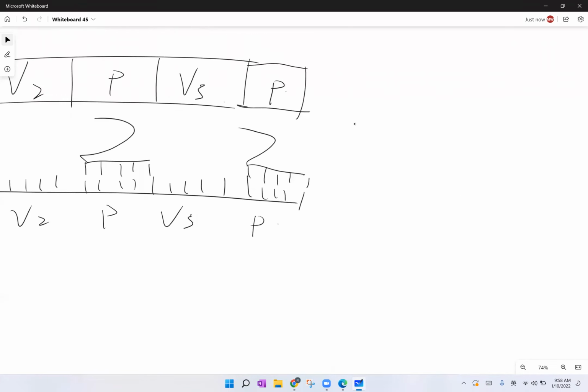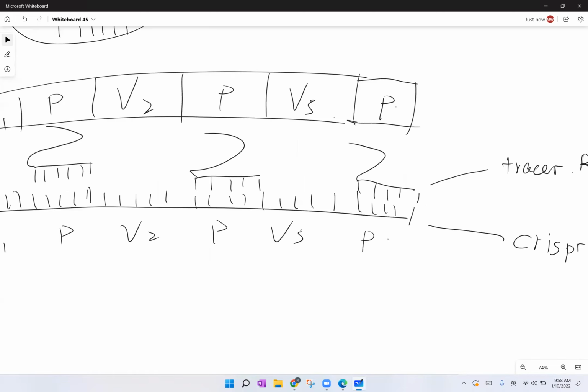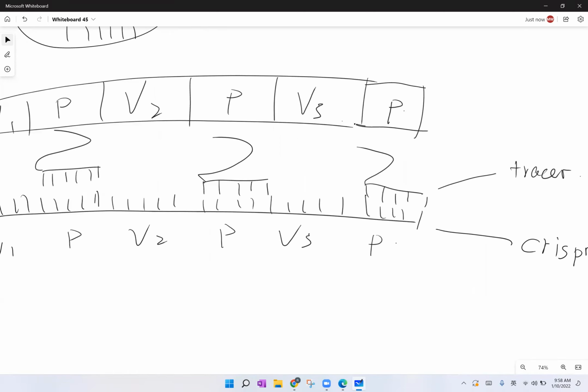Here's something you need to memorize. This is called CRISPR RNA. Are all the palindromic sequences the same? Yeah. There's no point in making different types of palindromics, right? It's just for recognition. And the one on the top is called tracer RNA, okay? Tracer is palindromic, okay?